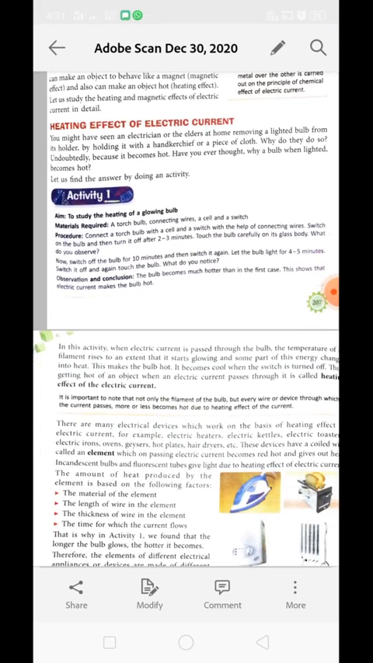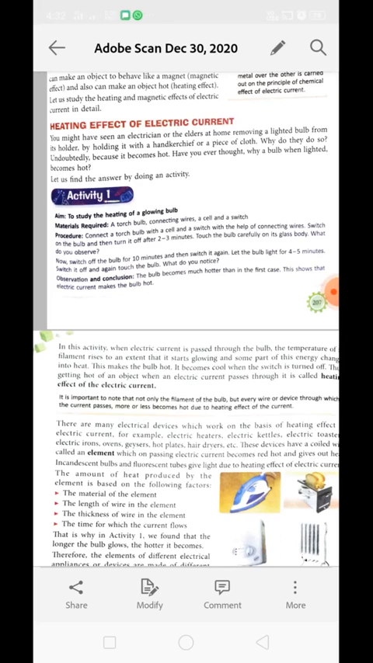You might have seen an electrician or the elders at home removing a light bulb from the holder. Have you ever noticed what they do? They don't touch the bulb with their bare hand; they always use a handkerchief or some kind of cloth. Why? Because the bulb is hot. Have you ever thought why a lighted bulb becomes hot?